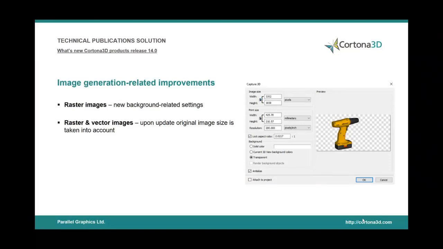Let's move on. A couple of useful features. The first one is the addition of new background related settings that allow you to either use the solid color when you're generating raster illustration, use current 3D view background colors, or use transparency as a background, as you can see here on the slide.